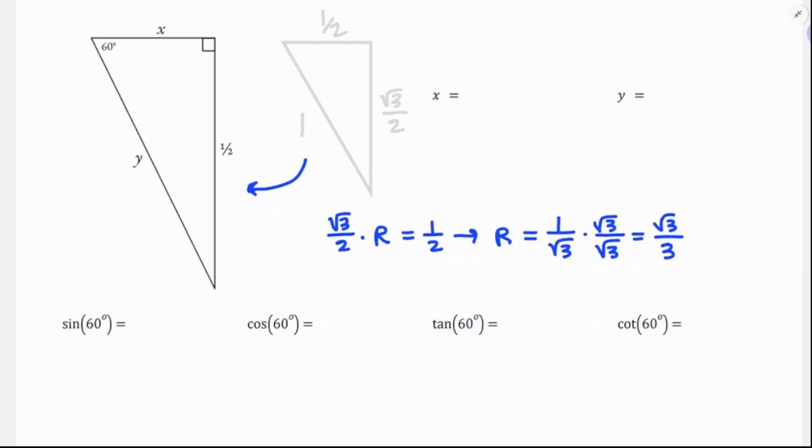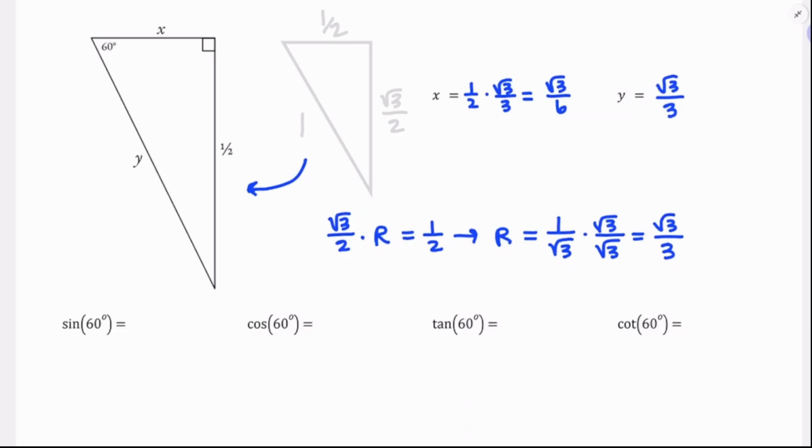So to get x, I'm going to take that 1/2 and multiply it by root 3 over 3, and I'll get root 3 over 6. And then for y, I'm going to take that 1, the thing that looks like the y there, and multiply it by the multiplier, root 3 over 3, and if I multiply it by 1, I'm just going to get root 3 over 3. Okay.